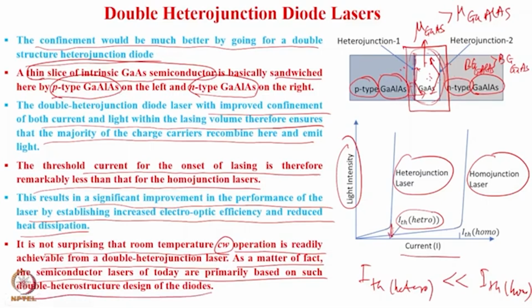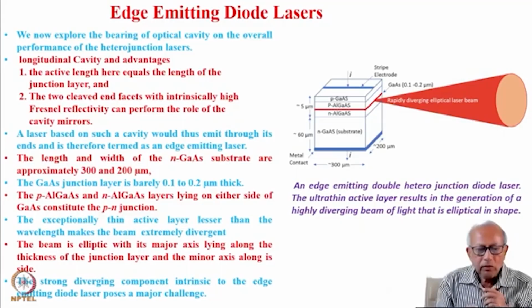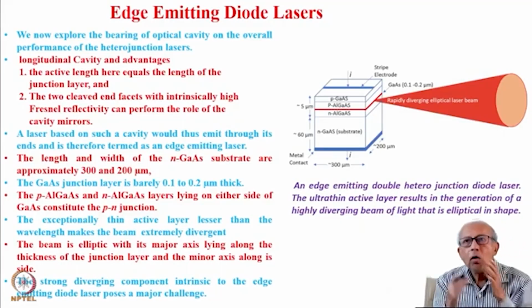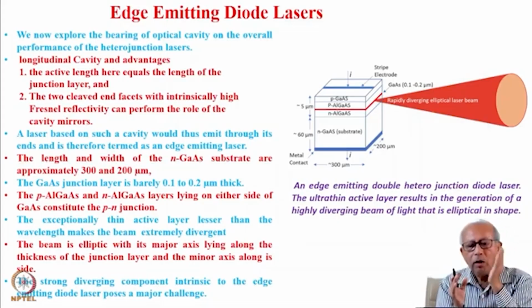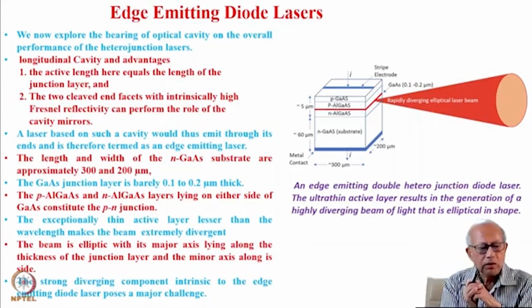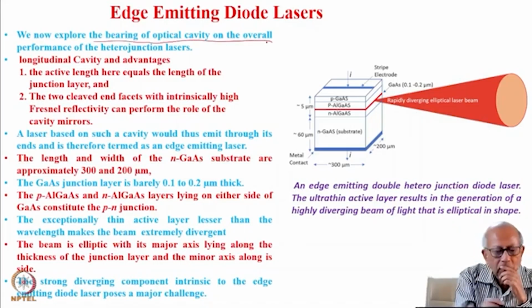So with this understanding of homo and heterojunction diode lasers, we can now turn our attention to the role of the cavity, how the different cavity can be designed for the operation of such a diode. So we now basically explore the bearing of the optical cavity on the overall performance of the heterojunction.